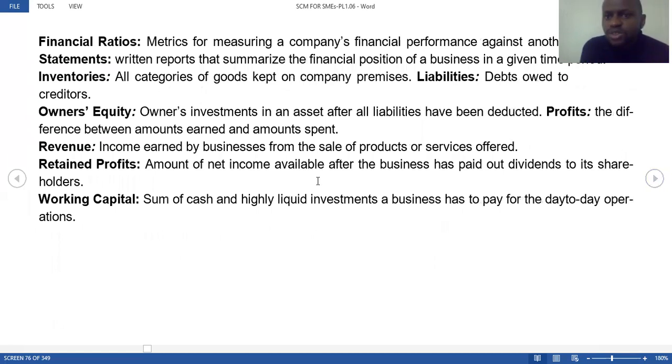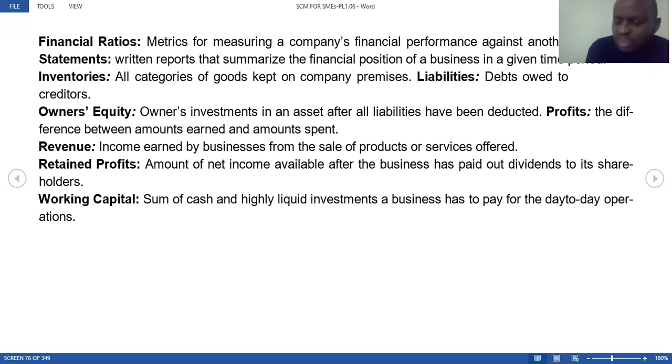Then we have financial ratios. In order to understand whether a business is doing good or doing bad, some accountants normally do what is called financial ratios. And these are metrics for measuring the performance of the business against other parameters that are very critical. So for you to understand whether a business is doing good or bad, you have to do what is called financial analysis. Then you have financial statements. These are written reports that summarize the financial position of a business in a given period.